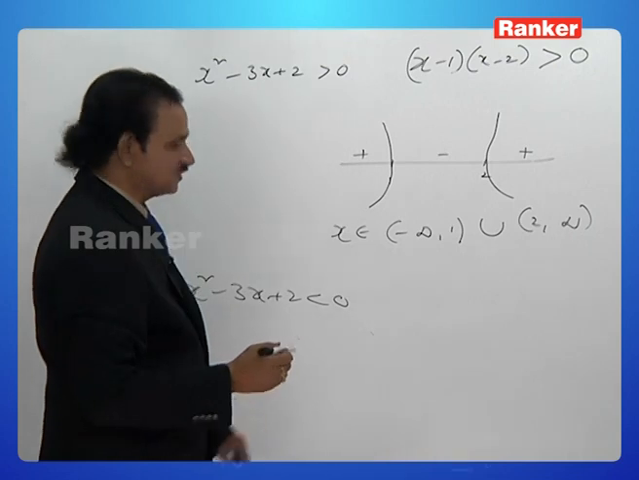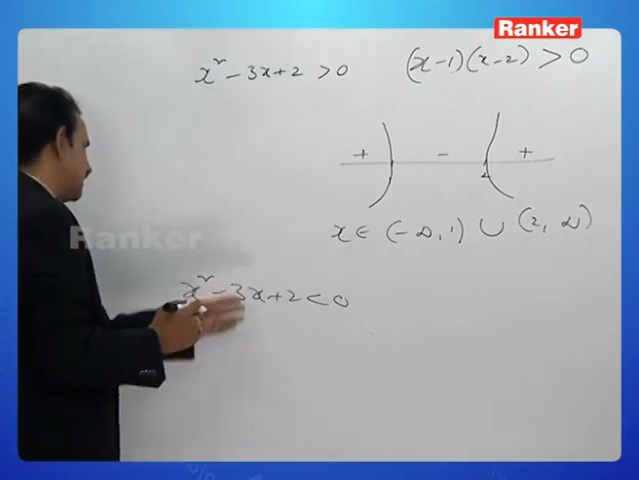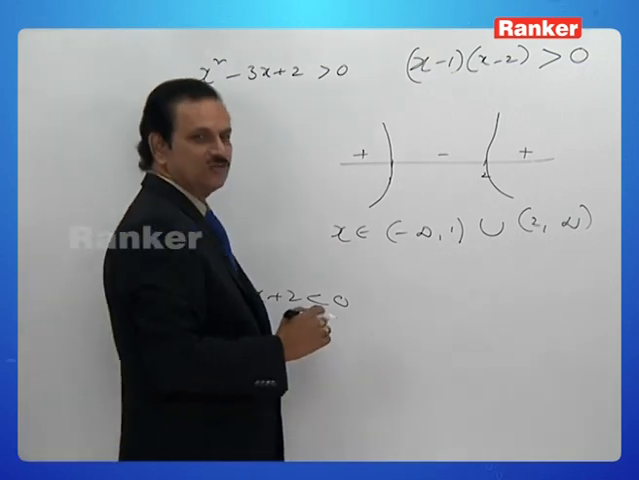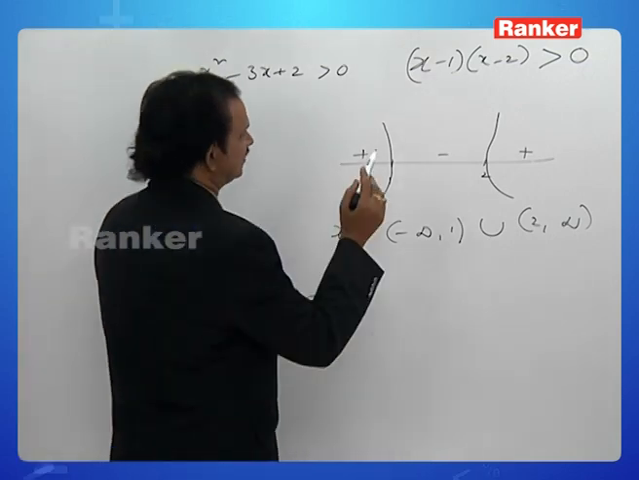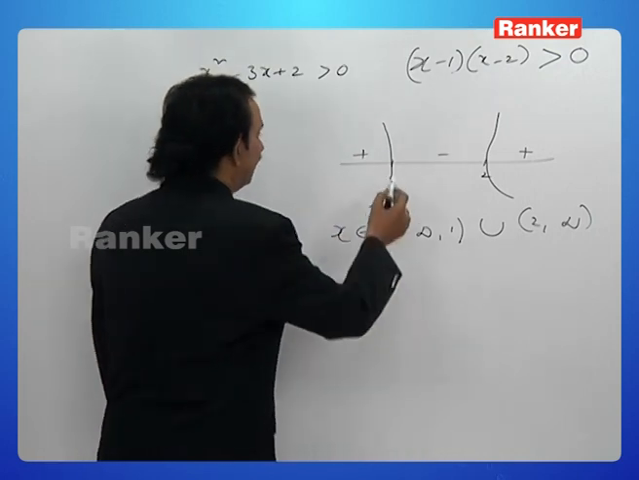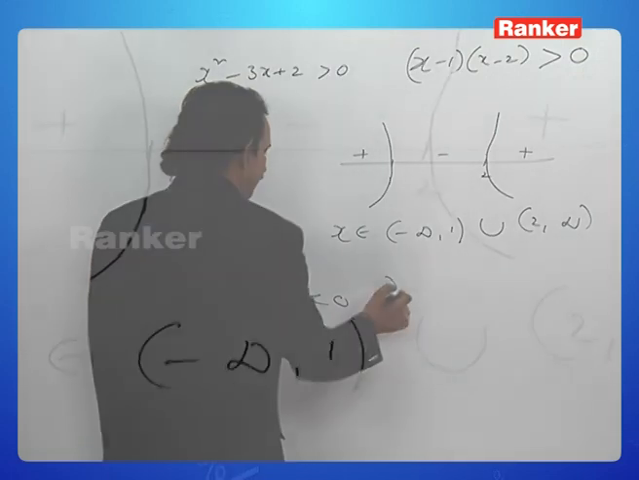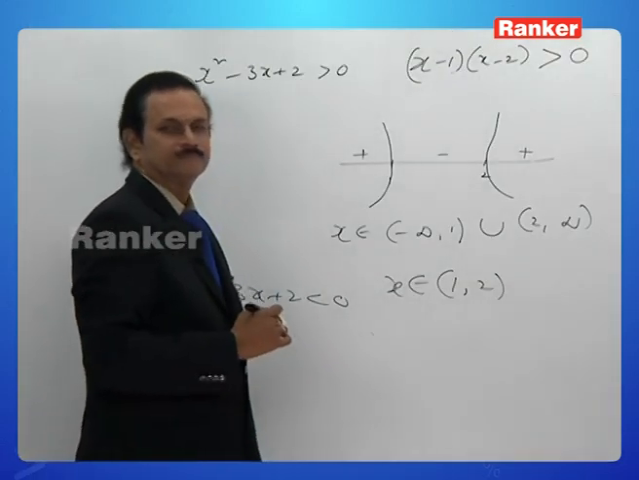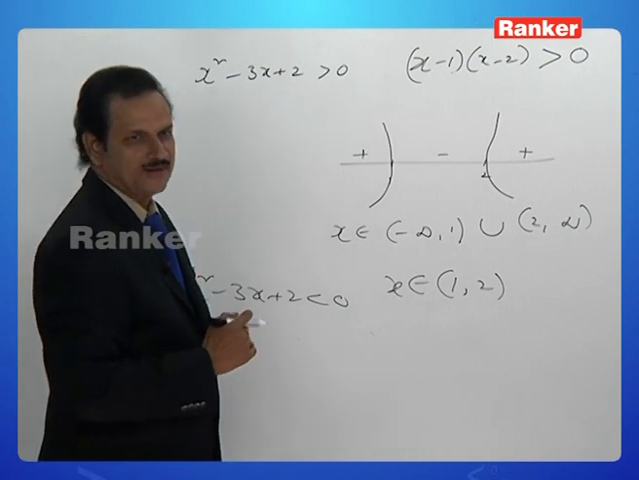In the same question, if it has been asked x square minus 3x plus 2 less than 0, what is the region you have to pick up? Where does it lie? Where are the negative values available? Between 1 and 2. That is, x belongs to the open interval 1 and 2.